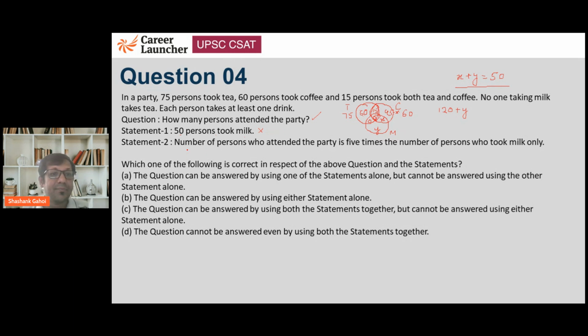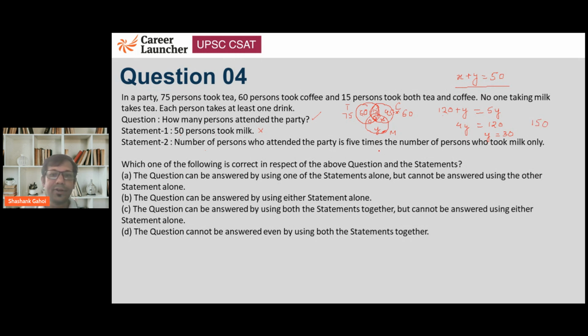What does it say? Number of persons who attended the party is 5 times the number of persons who took only milk. Okay. So what is the only milk? That is Y. What is the total number of people? That is 120 plus Y. So 120 plus Y is equal to 5Y. So from here, I can say 4Y is equal to 120. So Y comes out to be 30. So if Y is 30, then total number of people are going to be 150.